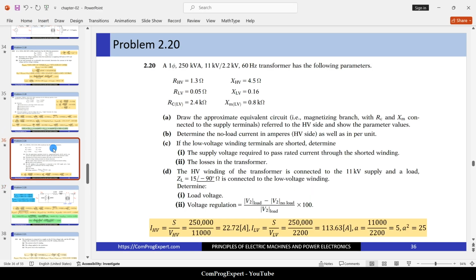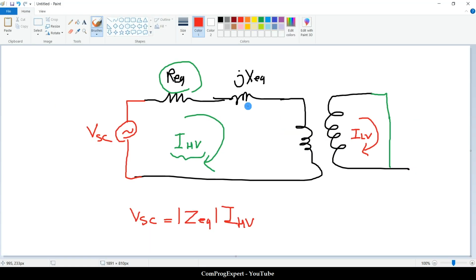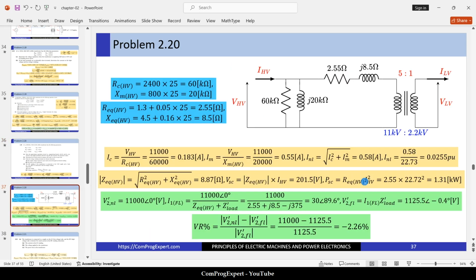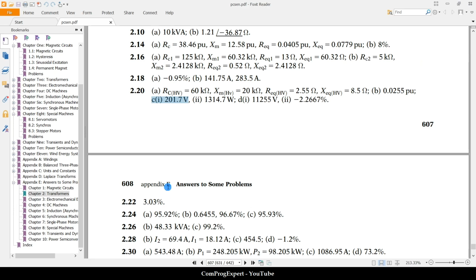The next part, losses in the transformer. Yes, how much is the value of the loss? R equivalent times the current to the power 2. This is the power loss in the short circuit test. If you replace the numbers, yes, we will have this number, 1.31 kilowatts. This number, yes, this is in watt.